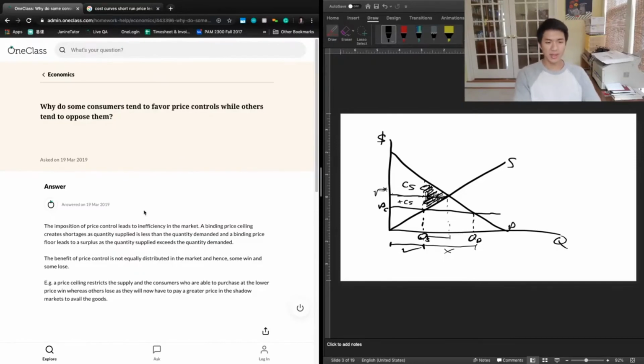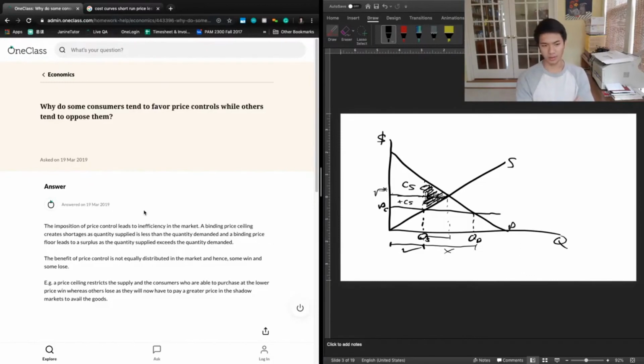So a previous tutor says, the imposition of price control leads to inefficiency in the market. The binding price ceiling creates shortages as quantity supplied is less than quantity demanded. And a binding price floor leads to a surplus as the quantity supplied exceeds the quantity demanded. The benefit of price control is not equally distributed in the market, and hence some win and some lose. For example, a price ceiling restricts the supply, and consumers who are able to purchase at the lower price win, whereas others lose as they now have to pay a greater price in the shadow market to avail the goods.